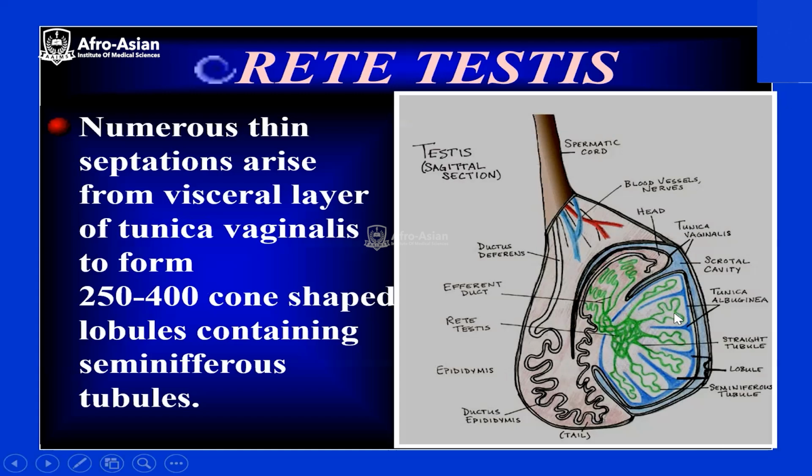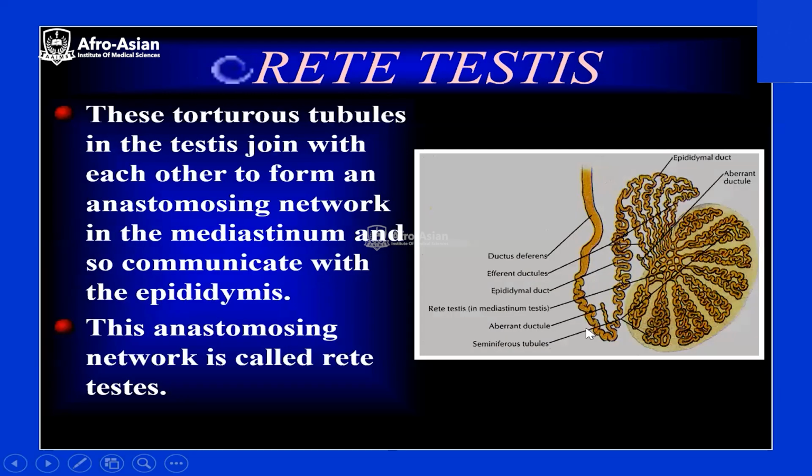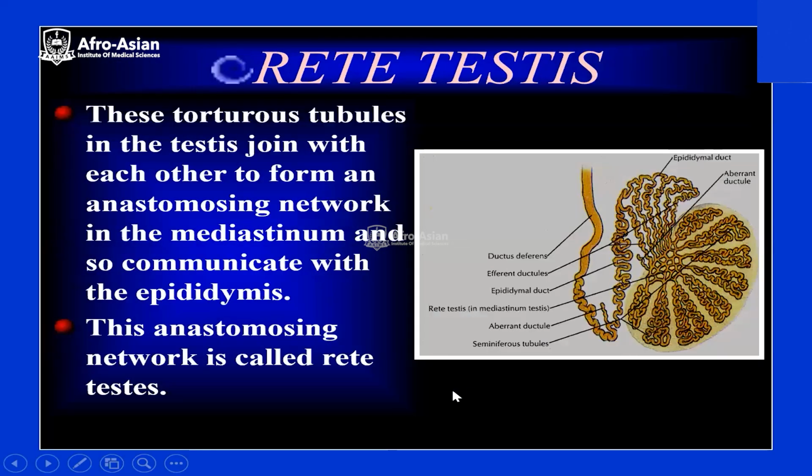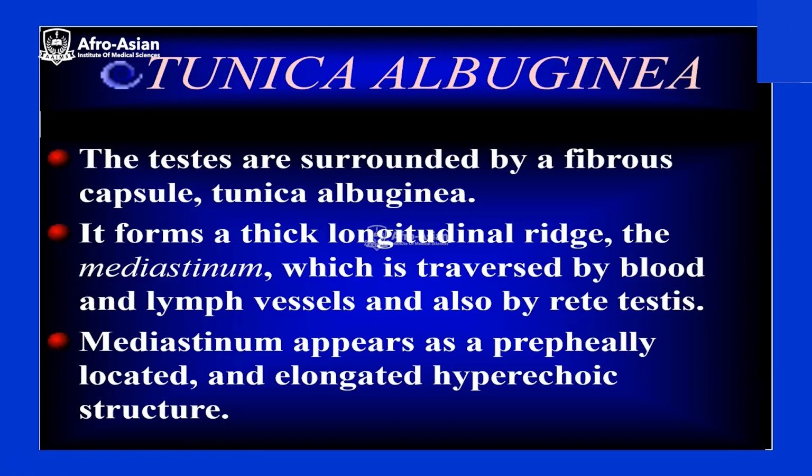These are thin septations arising from the visceral layer of tunica vaginalis. Here we can see again ductus deferens. This is the epididymal duct. Then we have efferent ductules and aberrant ductules, seminiferous tubules, these are the tubules. Then is tunica albuginea.